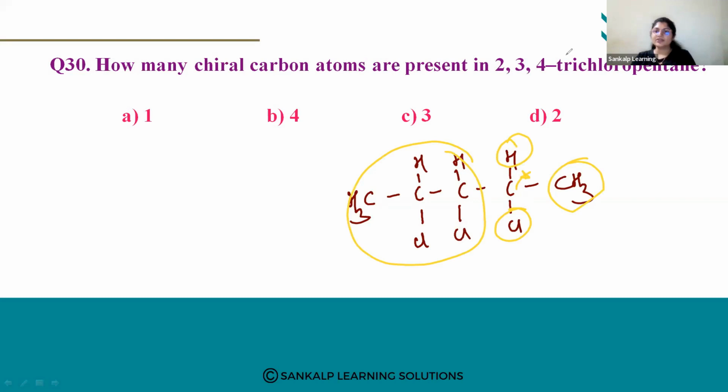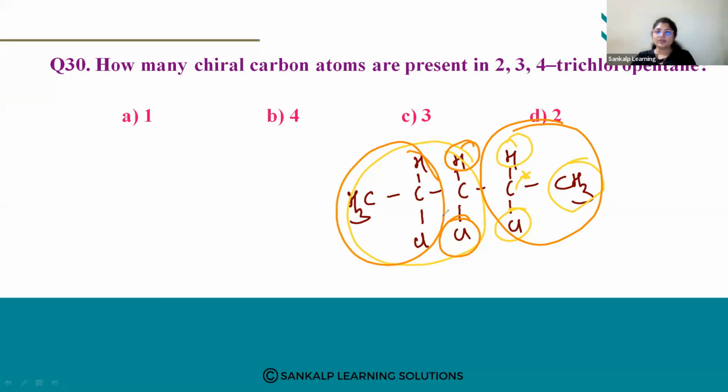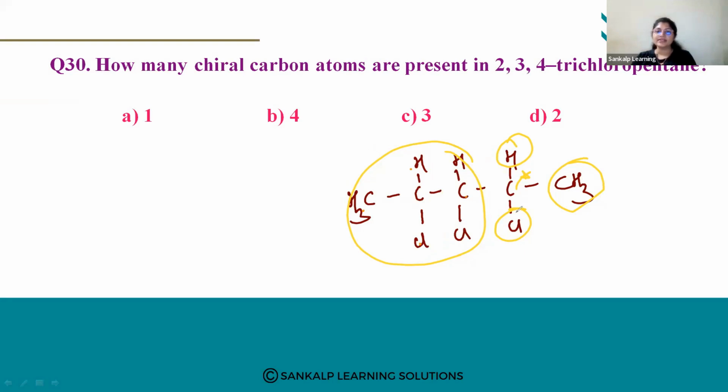Okay. Now we'll check for the second one. 1, 2, this is third, and this is fourth one. Yes, these are different. No, these are same, right? CH3, HCl, CH3, CCl. So this is not a chiral carbon. Second one is not a chiral carbon because it is same. This half is same as this half. All the four atoms should be different, right? So here this is not chiral.